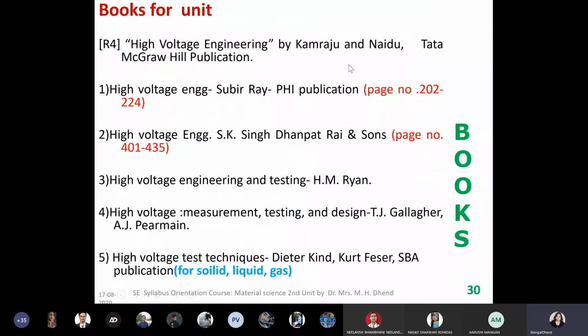Now for books, you have to write down the book names. Again and again, you should not ask me, because I am not giving you a unit-wise book, because only one book will not be sufficient.